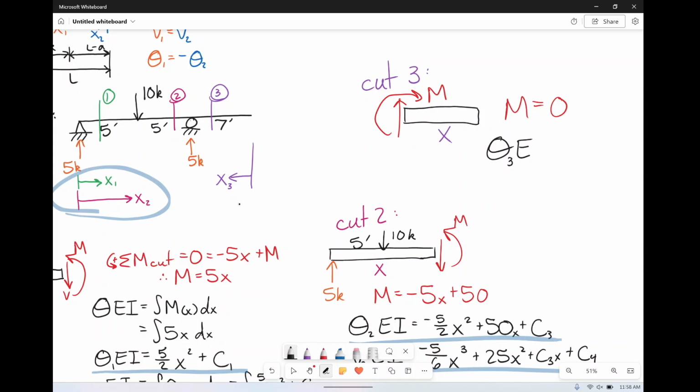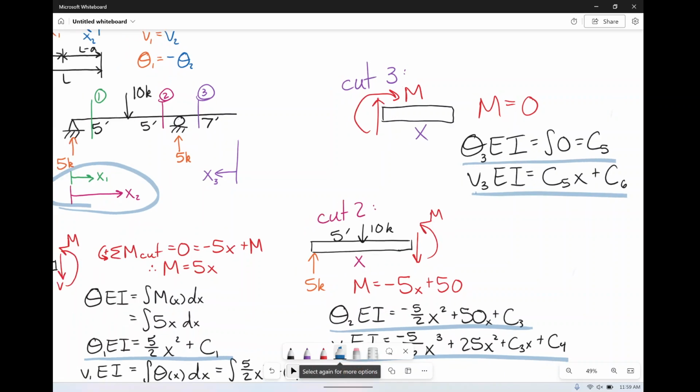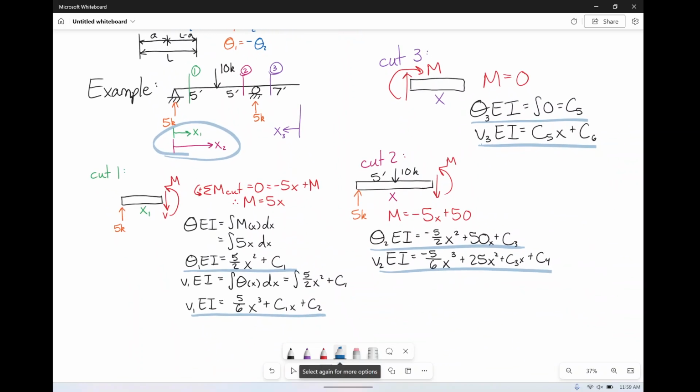So for this one, slope 3 times EI, when you take the integral of 0, technically, you're going to get a constant value. So that's going to be C5. Yeah, not a very glamorous equation, that one. And same thing when you do the deflection times the flexural rigidity and you take the integral. Obviously, then you're going to get C5x plus C6. So ta-da. They're not really glamorous equations, but they are still there. They still do matter. So now that we have all these things in terms of C1, C2, C3, C4, C5, and C6, now we actually have to solve for our constants.